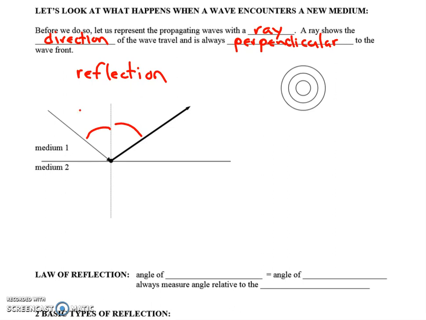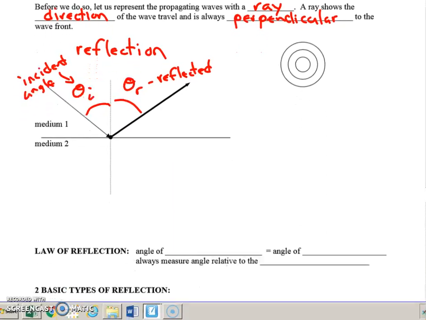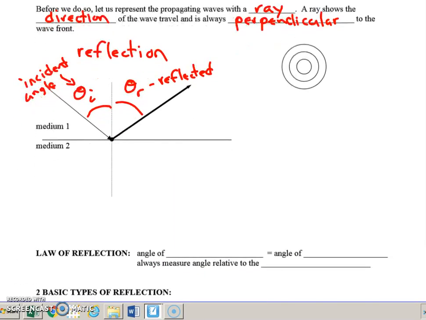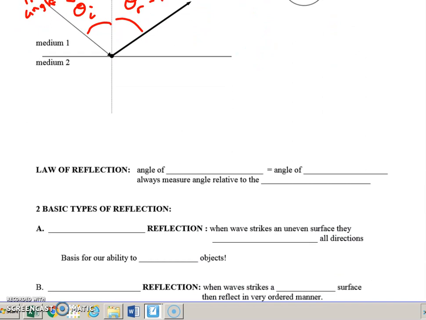So we labeled the angles two different ways. This is called theta I. Theta I simply means the incident angle, the angle that it comes in. And then the angle that it goes out is called theta R, which, makes sense, is the reflected angle. And so we can go below and say the law of reflection, very, very straightforward: the angle of incidence equals the angle of reflection. And that's always true of any wave, not just light.